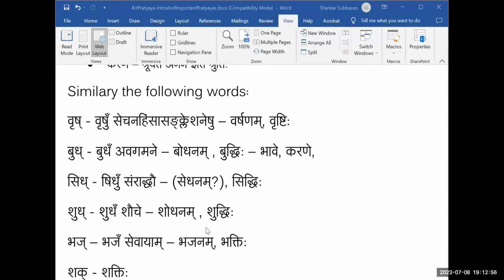Then, bhaja. Bhaja. What will the form be? Shailaja.